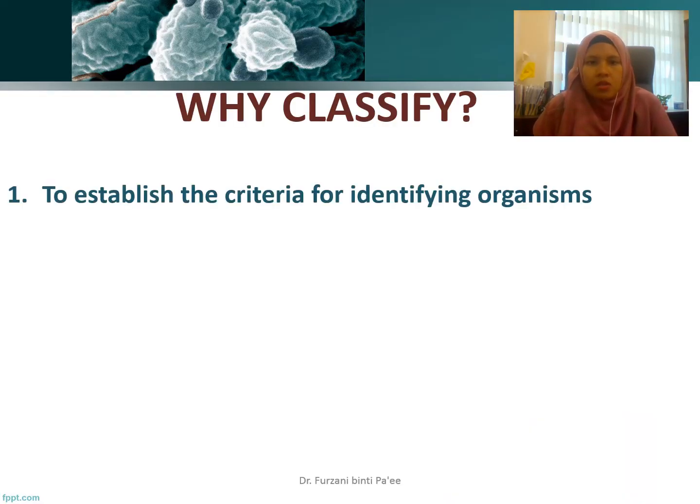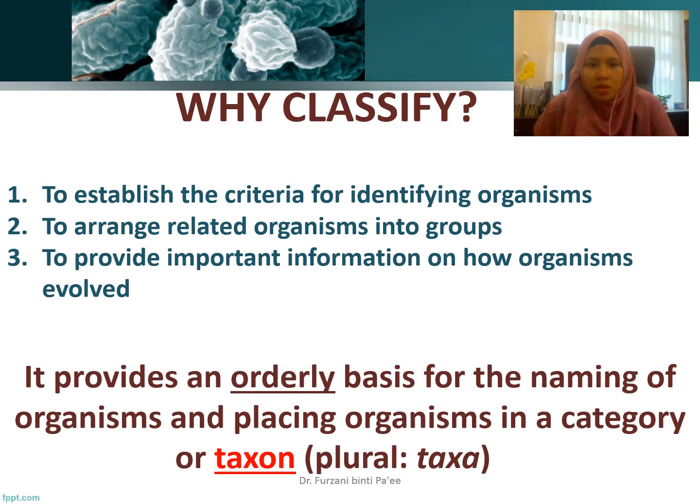So why do we need to classify? To establish the criteria for identifying organisms. The main objective of classification is that we want to identify the organisms. To arrange related organisms into groups: the ones with the same characteristics, we group in the same group. And to provide important information on how organisms evolve.